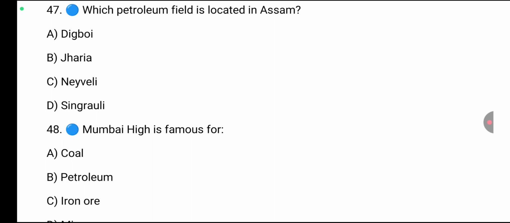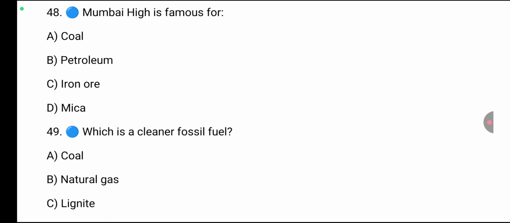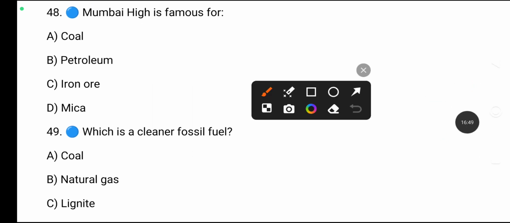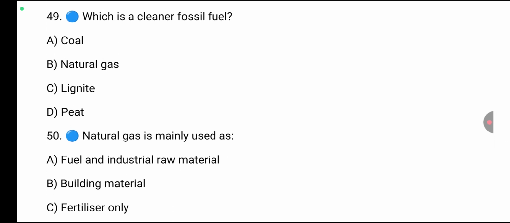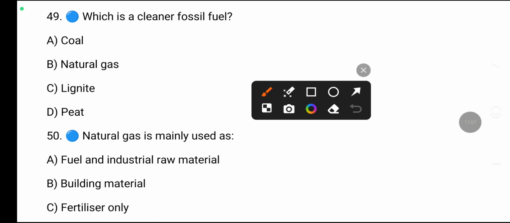Now moving on to question number 48. Mumbai High is famous for coal, petroleum, iron ore, mica. That is petroleum. Now moving on to question number 49. Which is the cleaner fossil fuel? Options are coal, natural gas, lignite, peat. Answer will be B, natural gas.